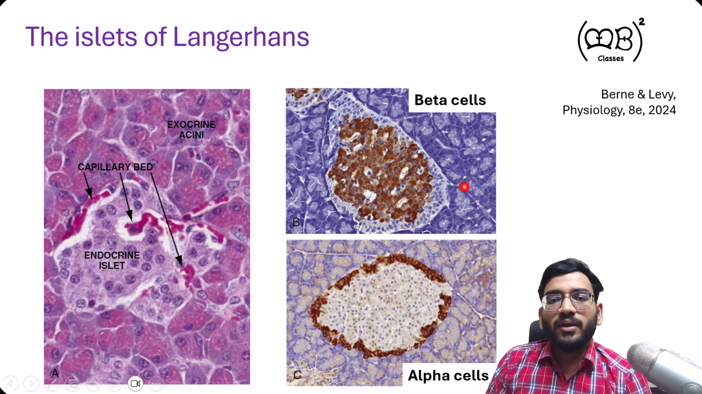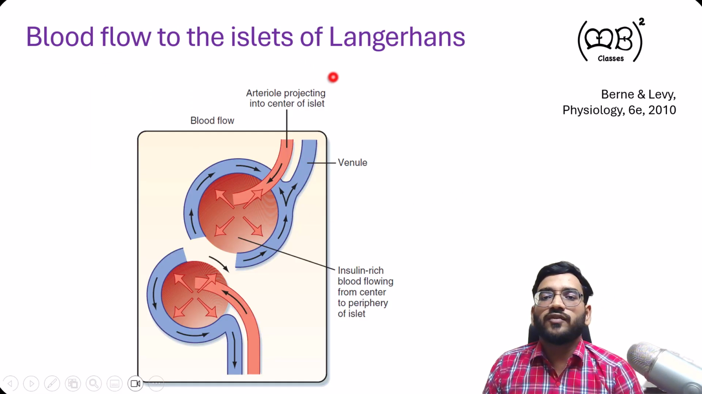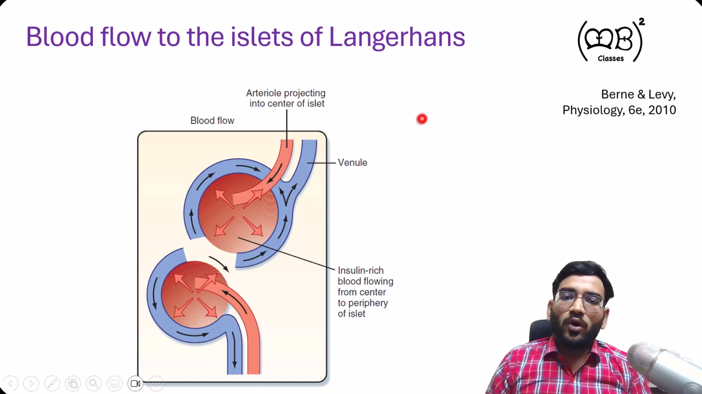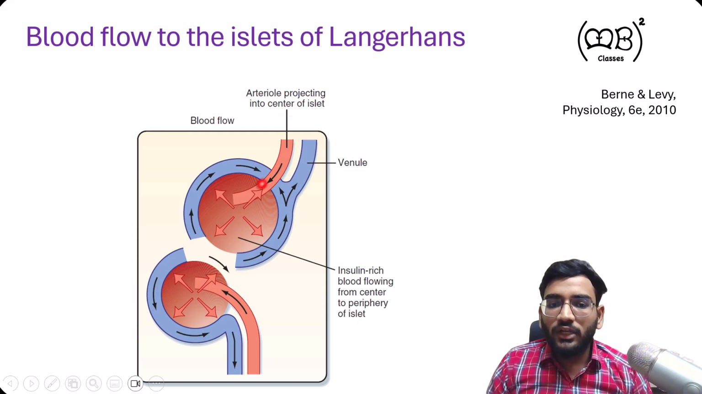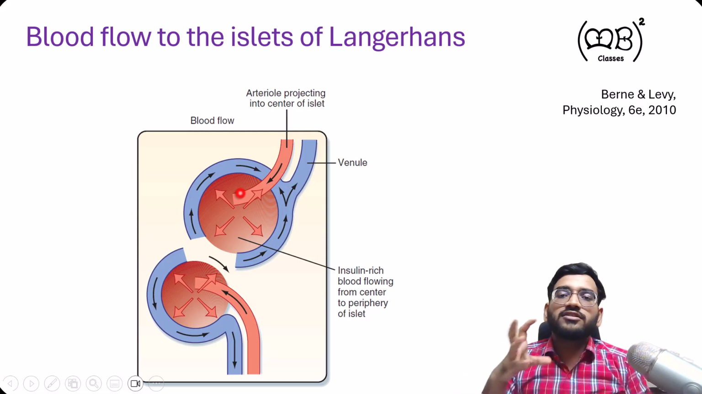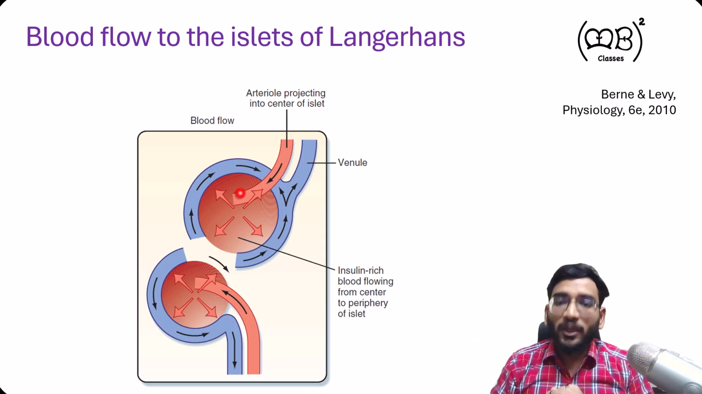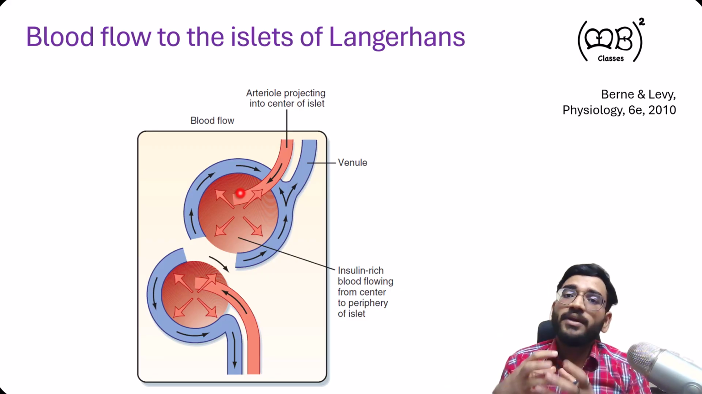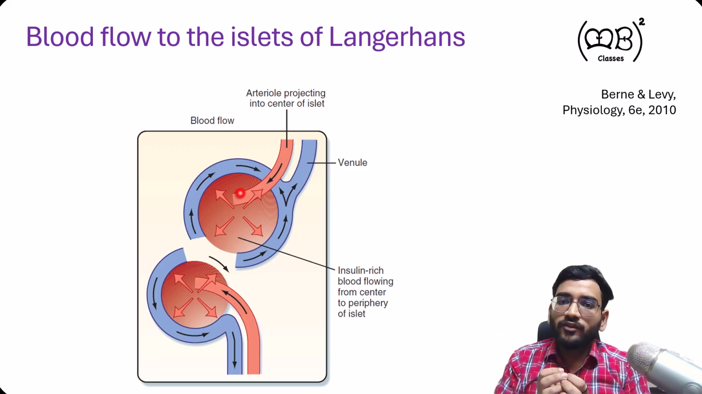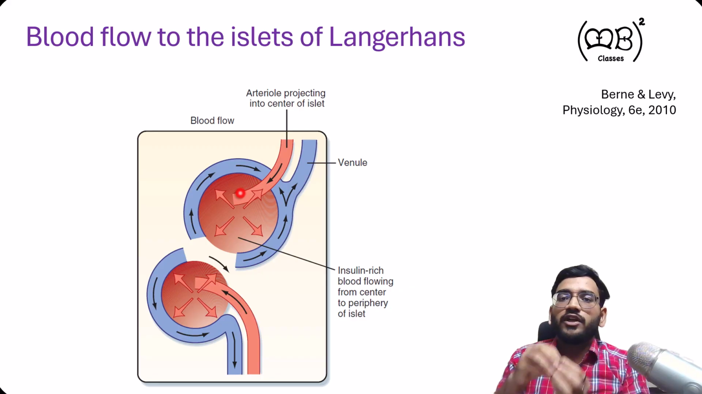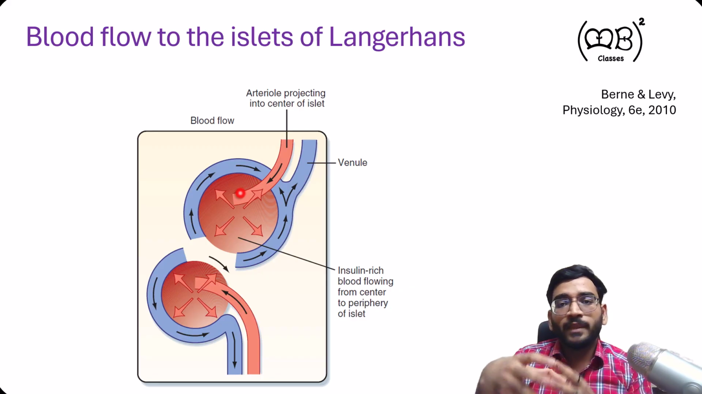So why is this anatomy important? It is because of the blood flow to the Isles of Langerhans. The blood flow to the Isle of Langerhans is centrifugal. So the blood arterioles which project into the Isle of Langerhans will take the blood into the center. So the first cells which encounter the blood coming from the portal circulation are the beta cells of the pancreas. Now if the blood has a large amount of glucose, beta cells of the pancreas will release insulin. Now this insulin will be secreted into the blood.